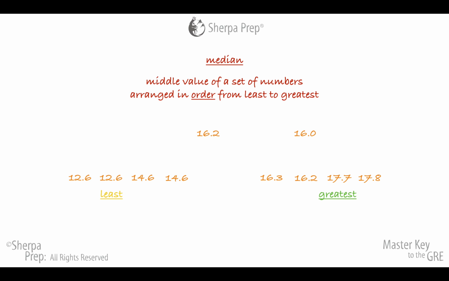Well, at this point, what's left? A 16.0 and a 16.2. Those are our middlemost numbers, right? That's what's left between the big numbers and the small numbers. To solve this problem, therefore, we simply need to take the average of the 16.0 and the 16.2.